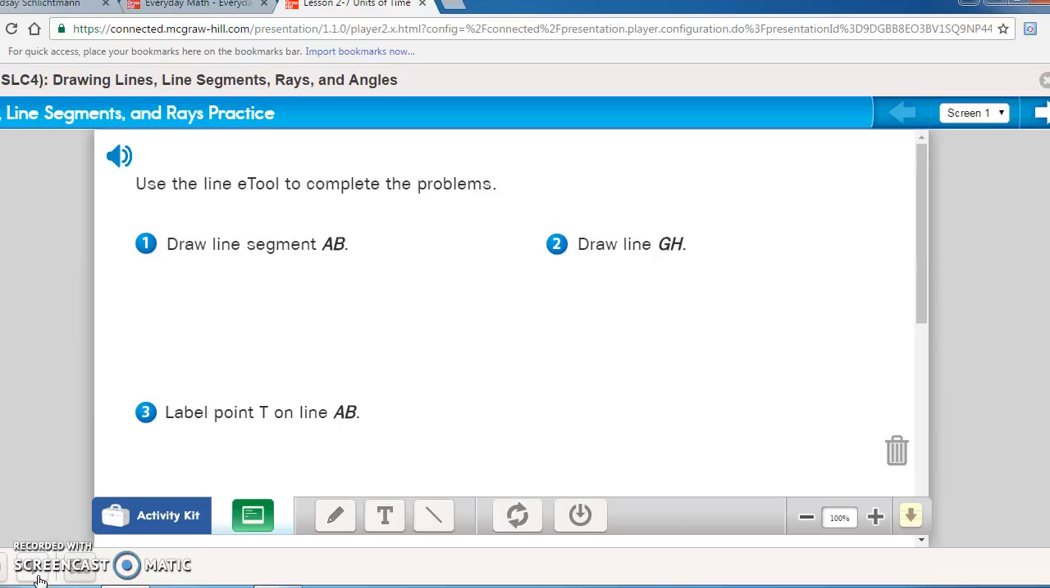The final thing that you're going to do is you're going to be using a straight edge to draw a line segment AB. You're going to draw a line GH, and you're going to label point T on line AB. Do those 3 things on a sheet of paper, and then bring it up to me so that I can check and make sure that you did it correctly.